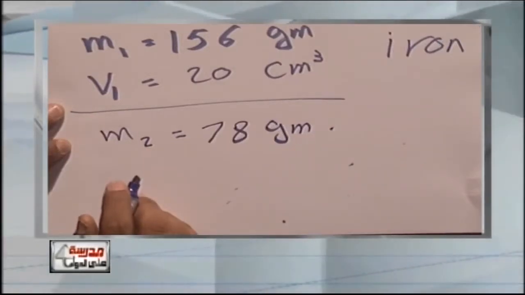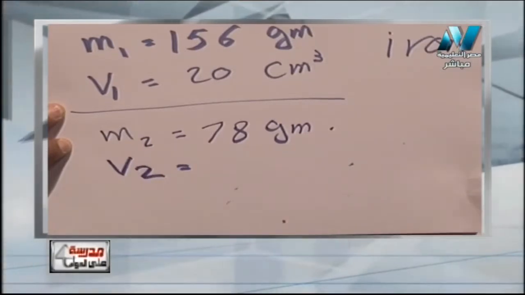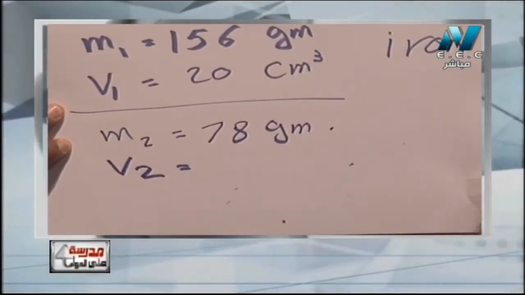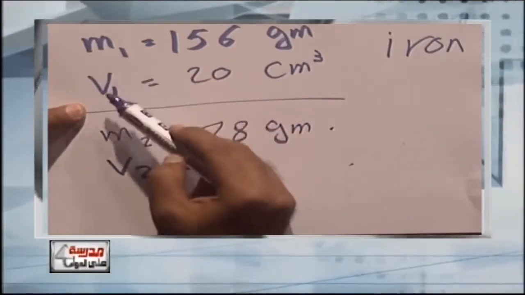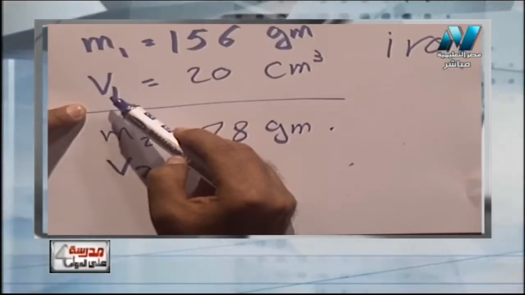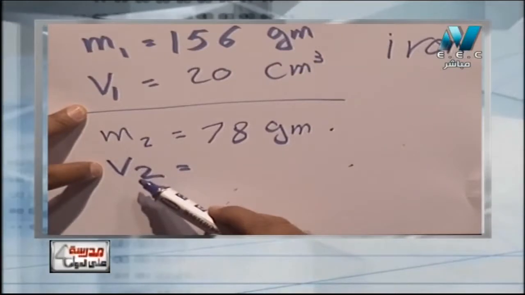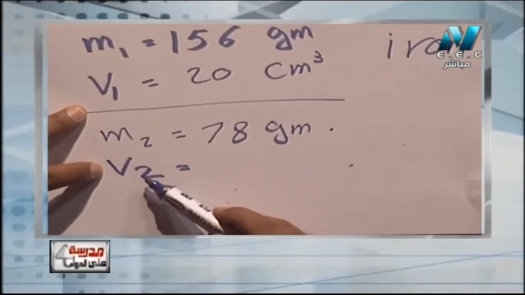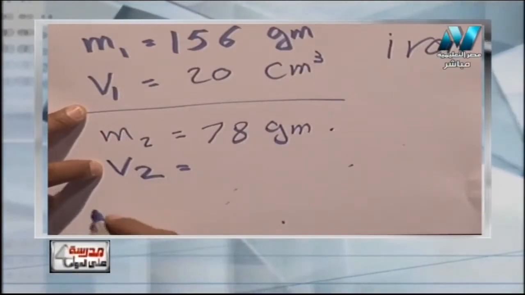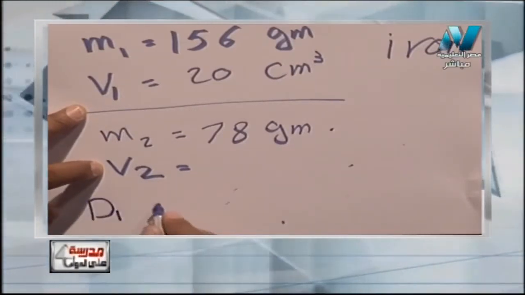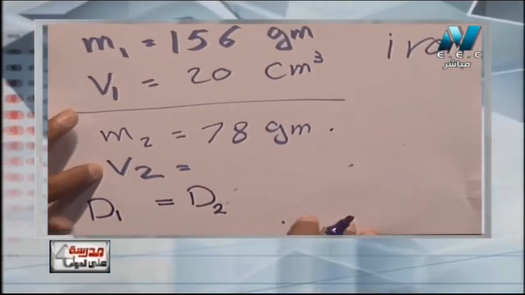He asks about what? Volume of the second piece. Now I have M1, V1, the mass and volume of the first piece of iron, and I have M2, the mass of the second piece of iron, and he needs me to get V2, the volume of the second piece of iron. Now I can say that the density of the first piece of iron equals the density of the second piece of iron. Why?